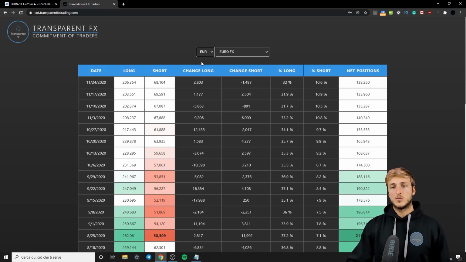Now on the Euro, what can we see? On the Euro, we can see that with the last report, hedge funds have added 2.8k long positions, bringing the net positions again from 133k to 138k. And it's already two reports in a row that hedge funds started adding longs. So it seems like the profit-taking phase is now over.